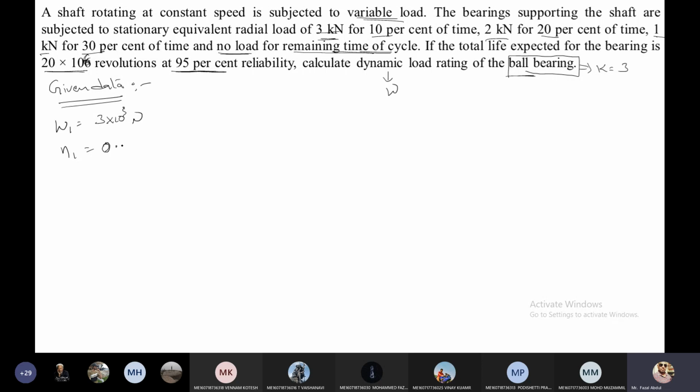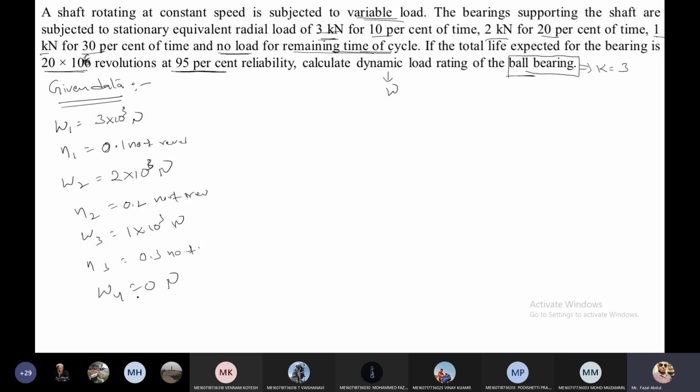0.1 number of revolutions, and W2 to 10 to the power of 3 newtons. The second time is 20% of time, 0.2 number of revolutions, and for the third load W3, 1 into 10 to the power of 3 newtons. For that N3 is 30%, means 0.3 number of revolutions, and W4 0 newtons.